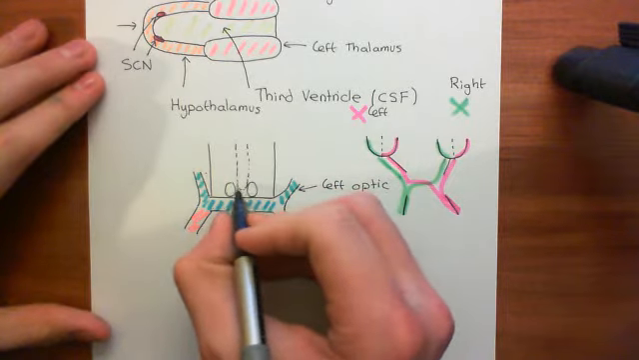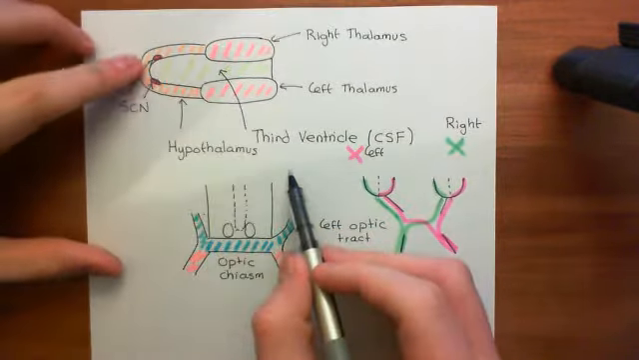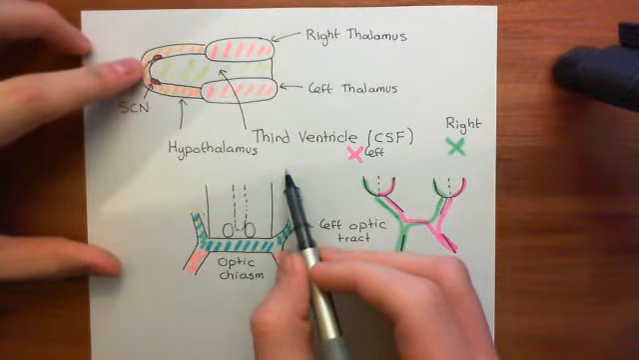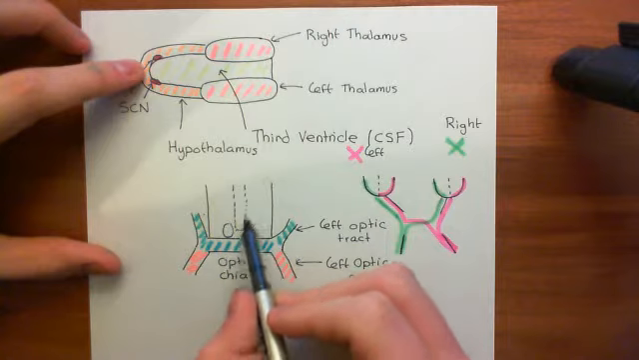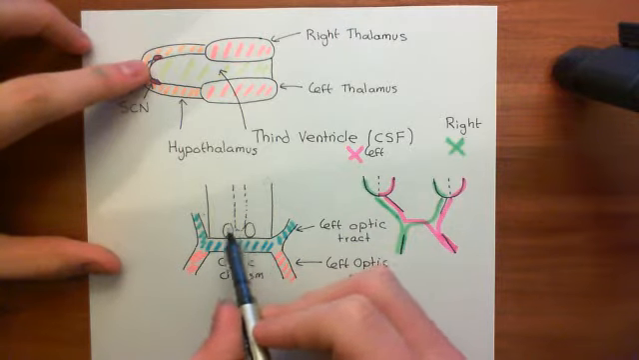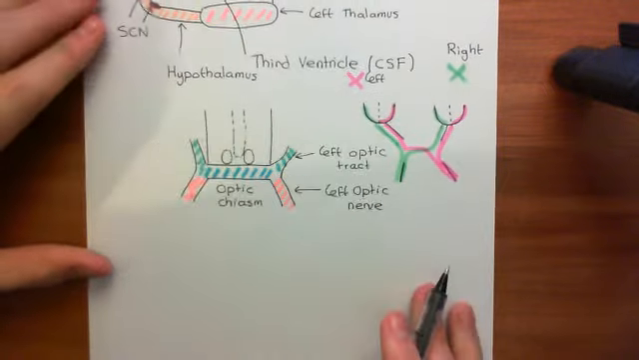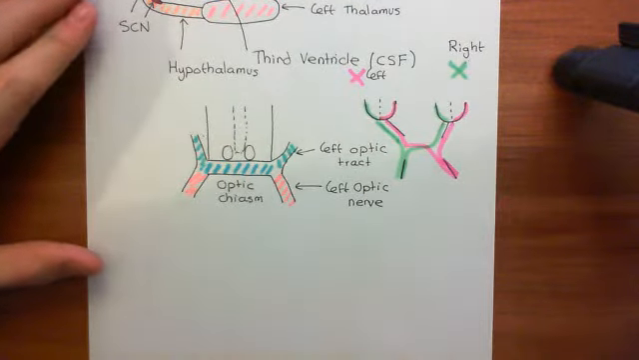Okay, but of course you can't see that because there is this portion that is in front of the third ventricle here. So that's why I put it in dashed lines. So they are separated by the third ventricle, but they're sitting just above the optic chiasm, like so. Okay, so that's why they're called the suprachiasmatic nuclei.